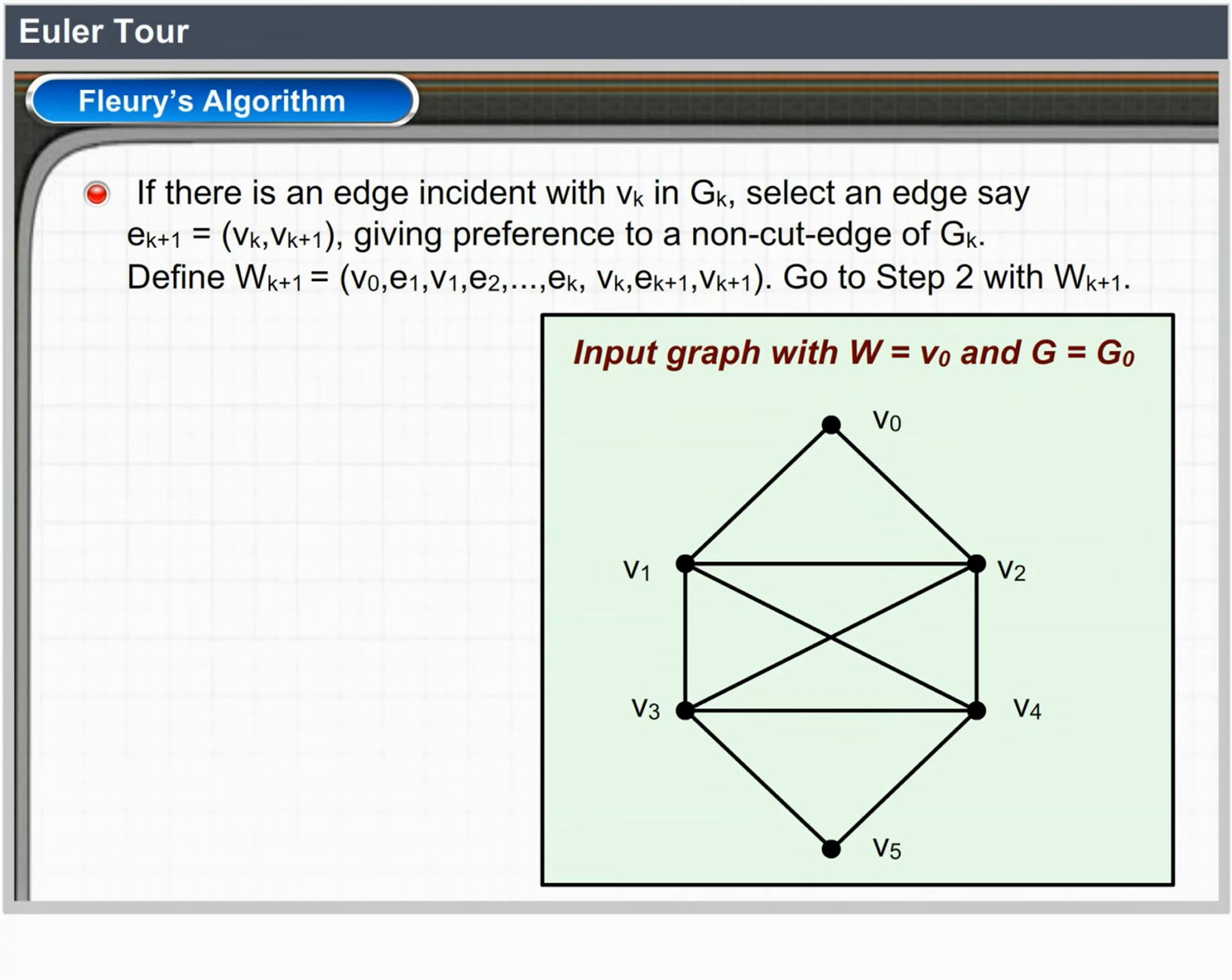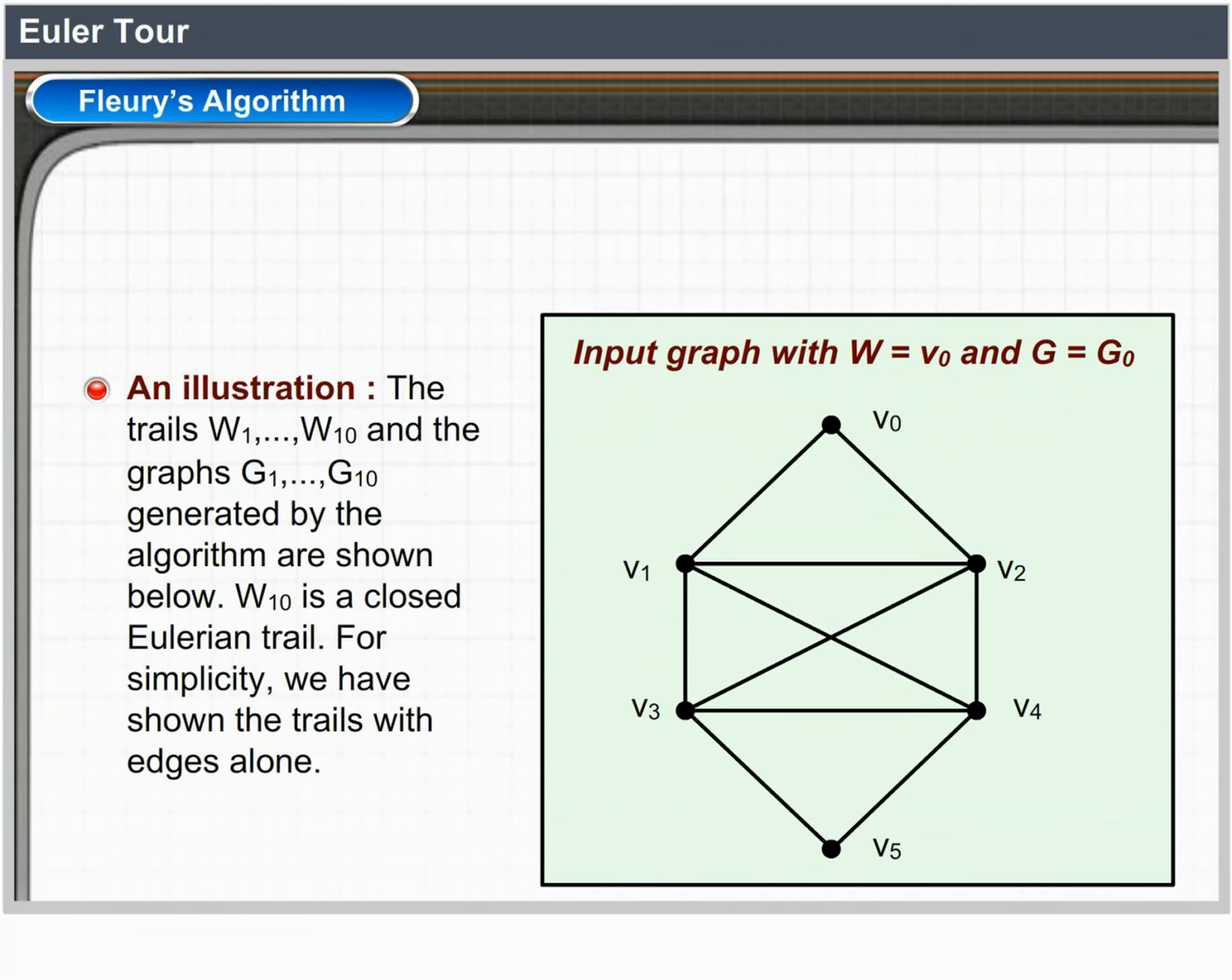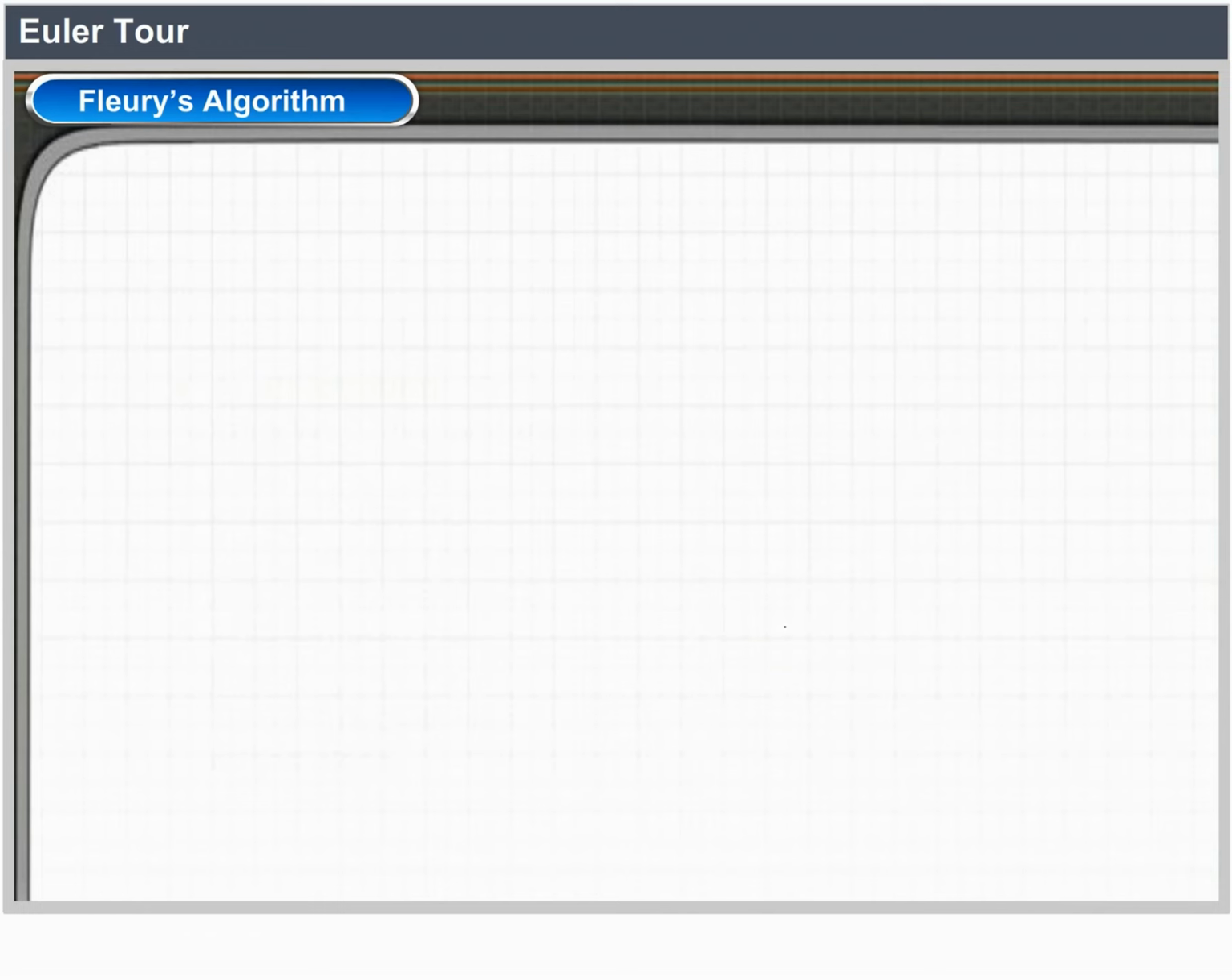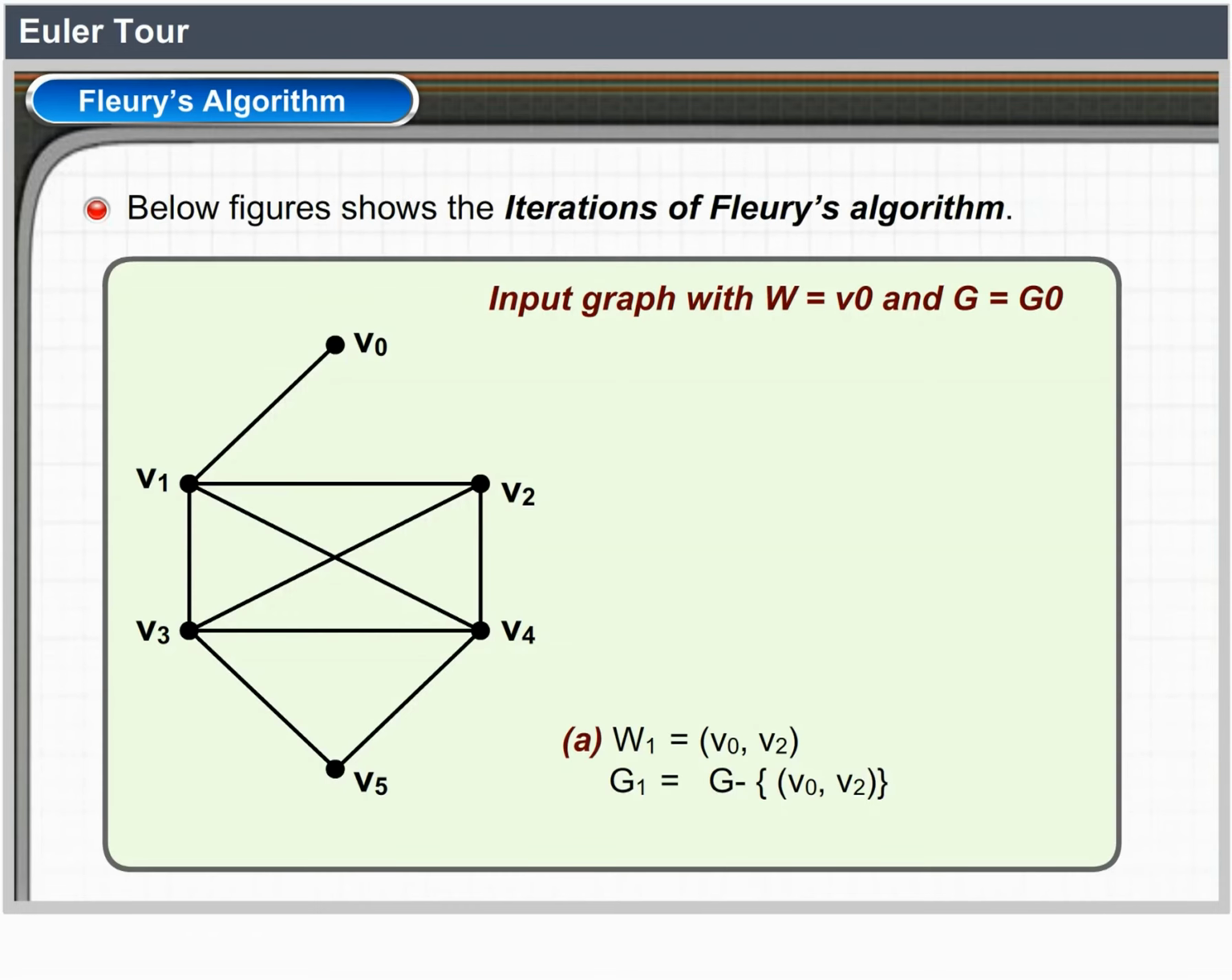An illustration: the trails W1, up to W10, and the graphs G1 up to G10, generated by the algorithm are shown below. W10 is a closed Eulerian trail. For simplicity, we have shown the trails with edges alone. Below figures show the iterations of Fleury's algorithm. Input graph with W equals V0 and G equals G0 is shown. In this figure, W1 equals V0, V2 and G1 equals G minus E of W1, that is edges of W1.